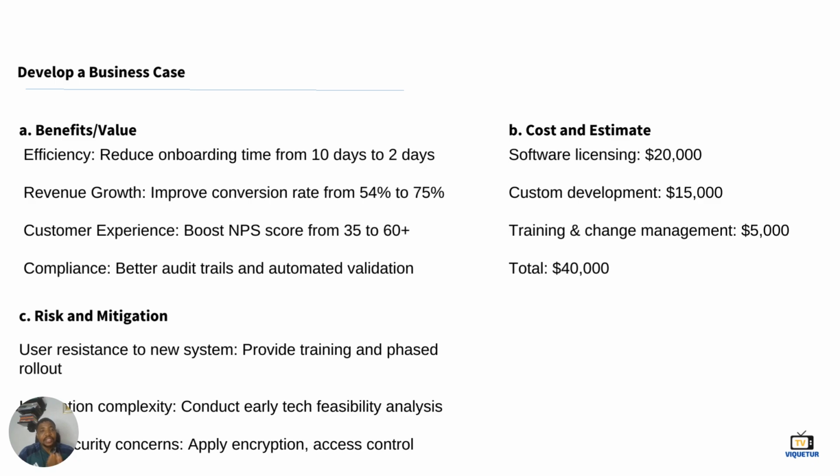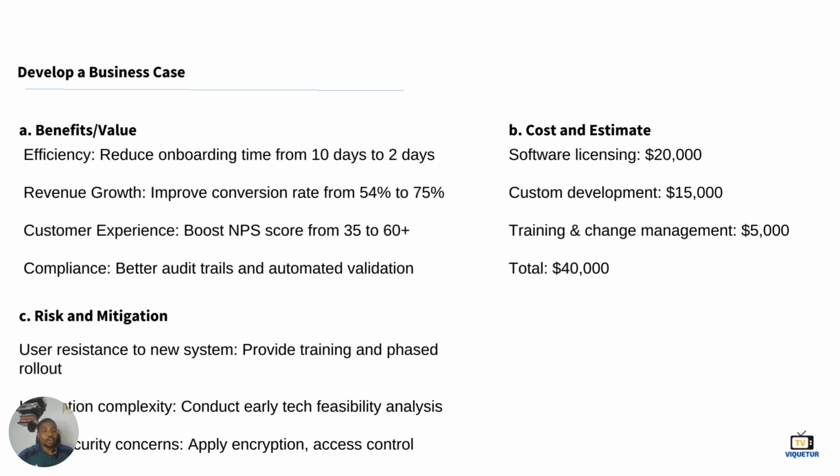Who wouldn't want that? You say revenue growth. We are going to be improving conversion rates from 54% to 75%. I mean, when people are onboarded faster, it is more money for us. We get to onboard more people in a day, thereby they'll be able to buy more policies in a day. Customer experience. Who doesn't want to serve their customers better? When we implement the solution, we'll be able to boost our net promoter score, which is NPS score, from 35 to 60 plus. Then with this solution, we'll be able to have better compliance, better audit trails, and automated validation. These are the benefits that your solution is going to bring across. You document it in your business case, right?